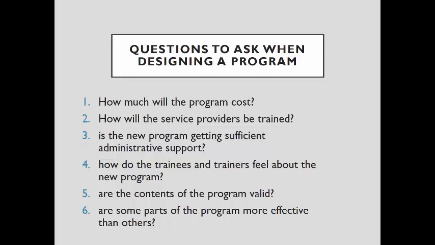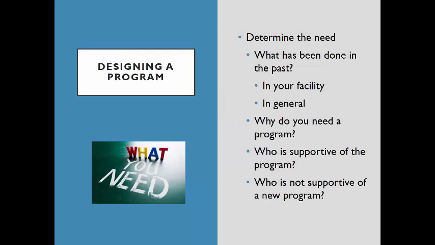So are the contents of the program valid? That's where the research that you're going to be doing in your literature review comes in, where you're going to look at what's been done, what's effective, what's not, and show that there's some research to support the methods that you're going to use. And part number 6, are some parts of the program more effective than others? That's where you're going to have maybe the dismantling study. So there are some things that we need to do, some things we don't need to do, or do we need all parts of the program?